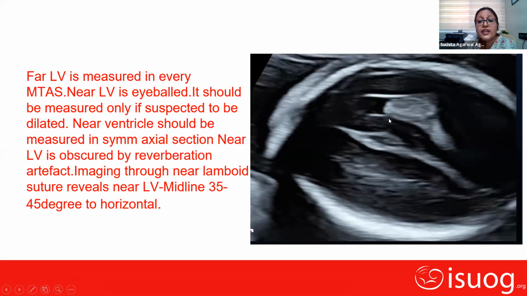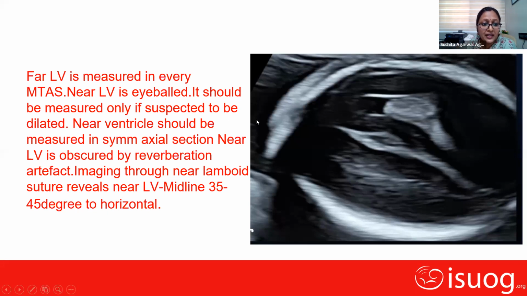But what about the near one? If we don't see the near one, then we may miss unilateral ventriculomegaly. So the near lateral ventricle has to be eyeballed. We need not measure it, but it has to be eyeballed. It should be measured only if suspected to be dilated. The near ventricle is measured in a symmetric axial section, meaning both the ventricles you should see in one plane.